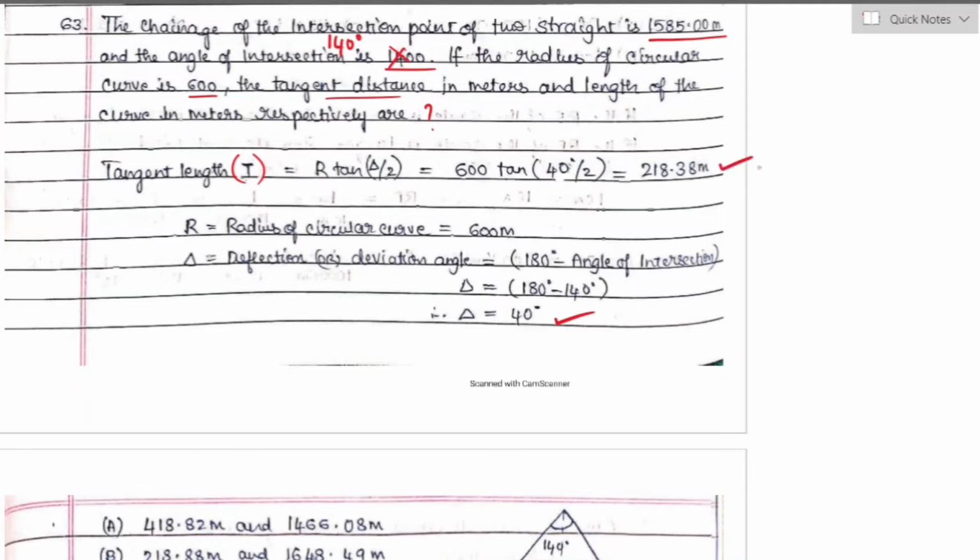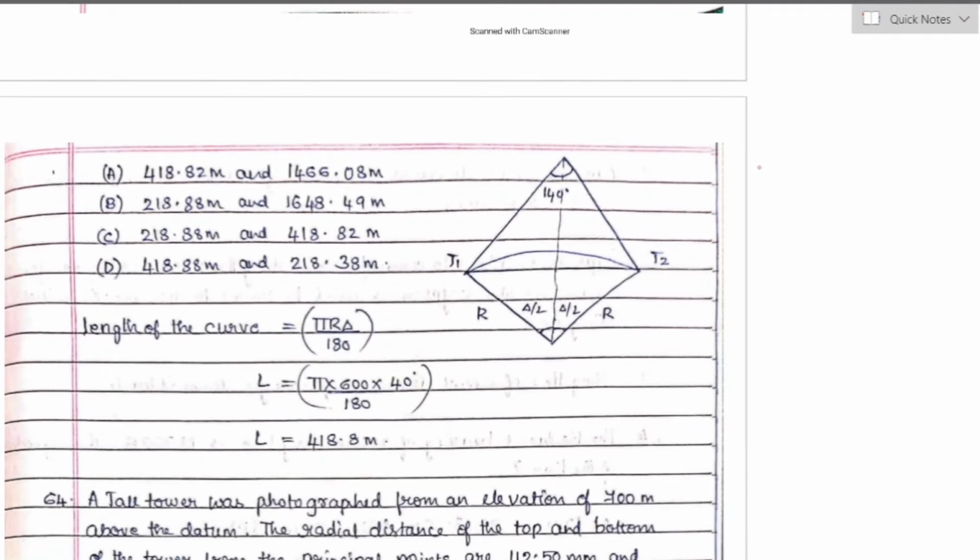Now let us find the length of curve. Length of the curve is calculated by the formula pi r delta by 180, where r is the radius of circular curve, delta is the deflection angle. So pi into 600 into 40 divided by 180. So length of the curve will be 418.8 meter. So the correct answer is option C.